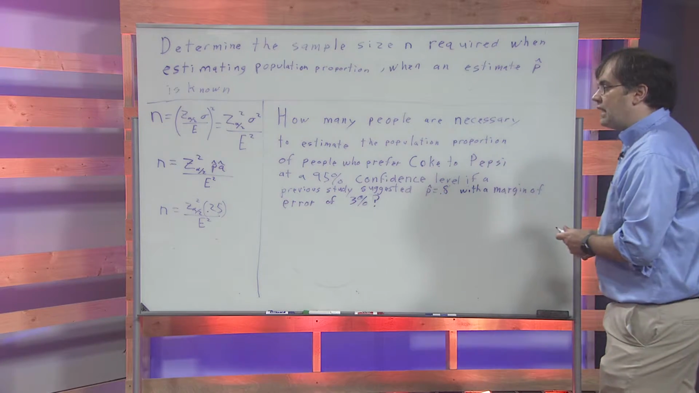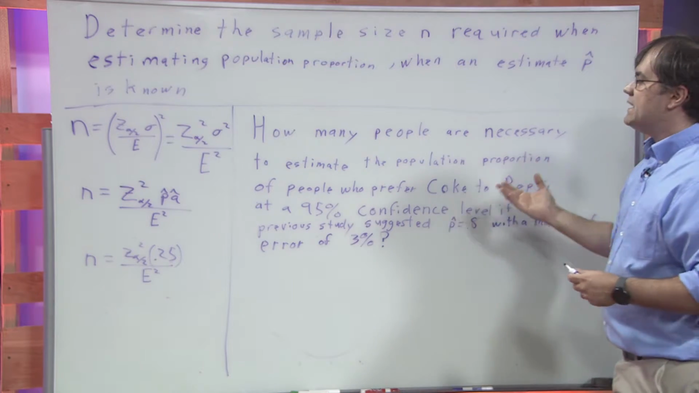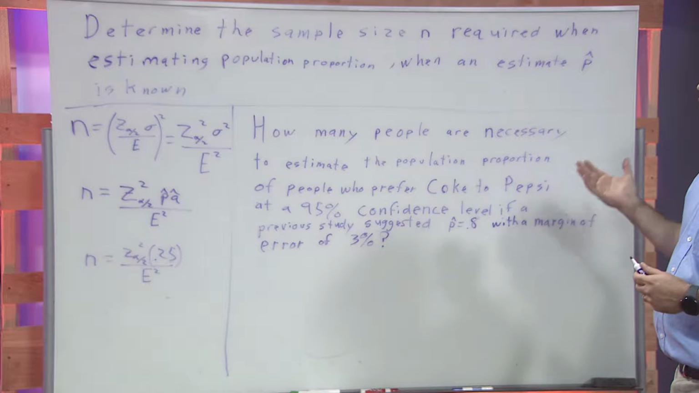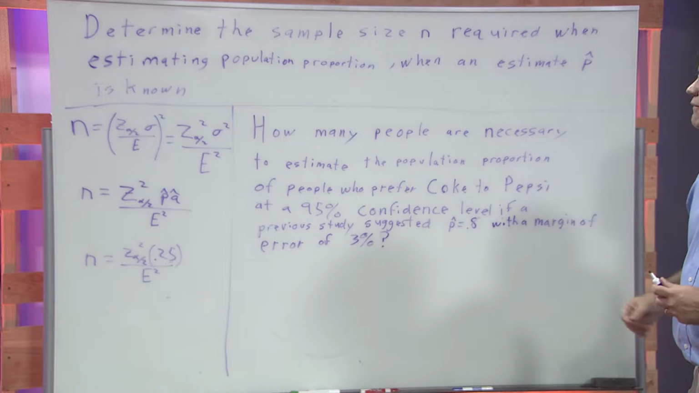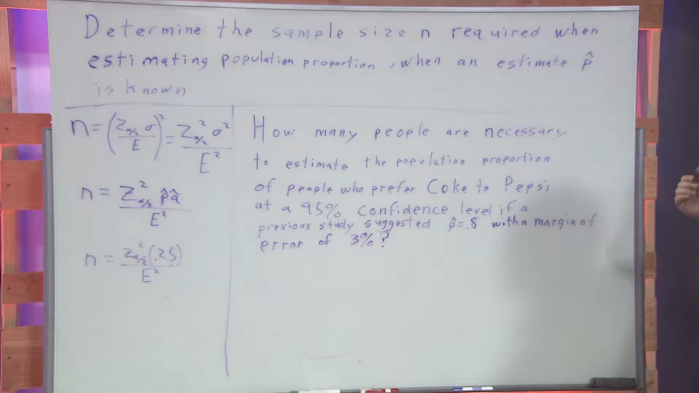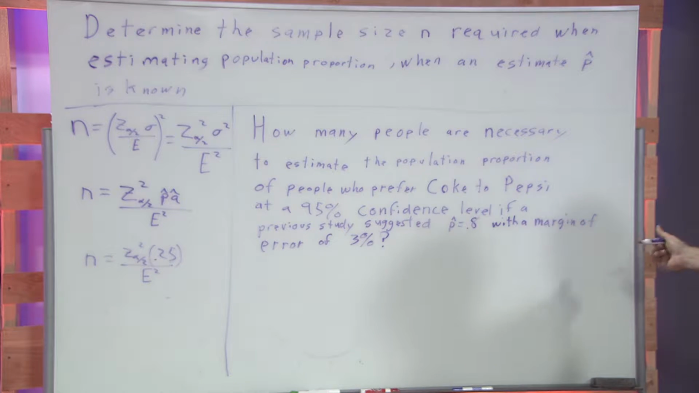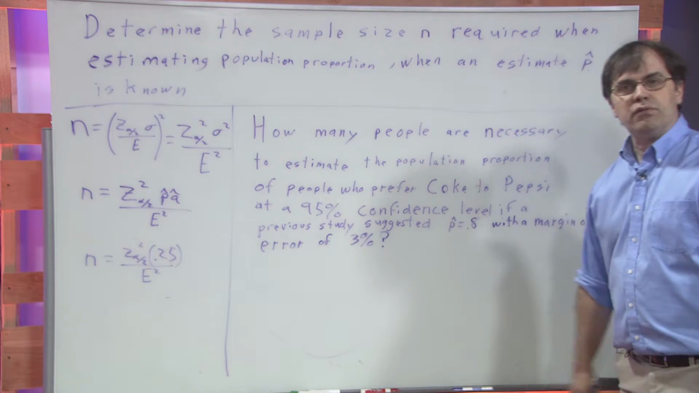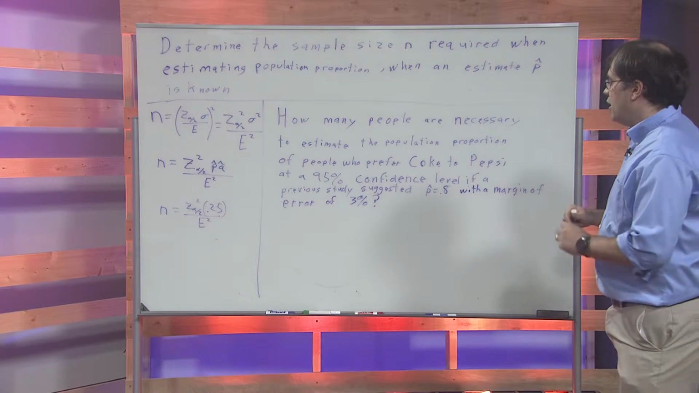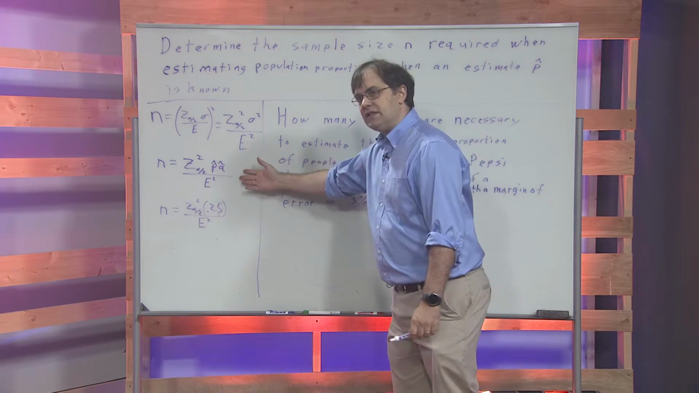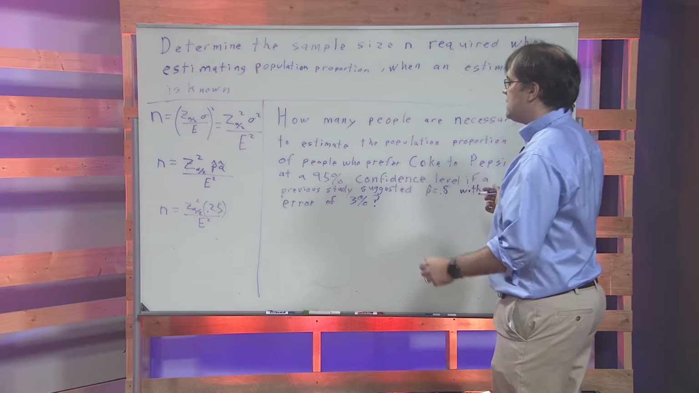And here's the sample question. How many people are necessary to estimate the population proportion of people who prefer Coke to Pepsi at a 95% confidence level if a previous study suggested that 80% preferred Coke to Pepsi with a margin of error of 3%? So this is the question. This is the formula that we're going to be using.